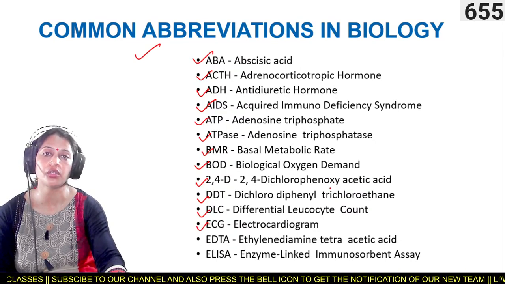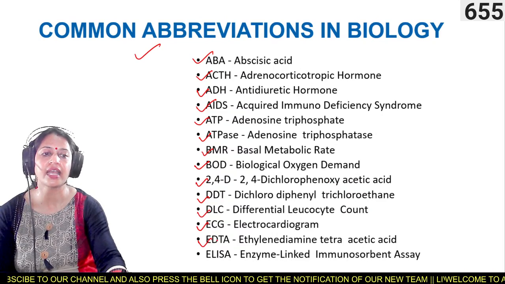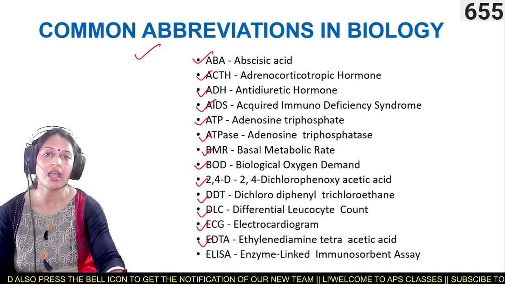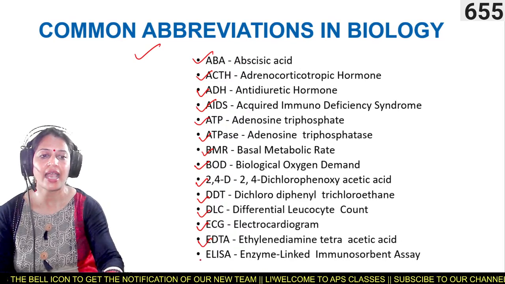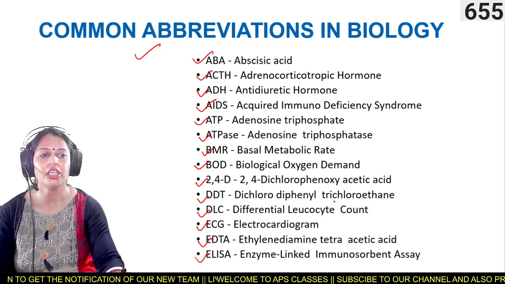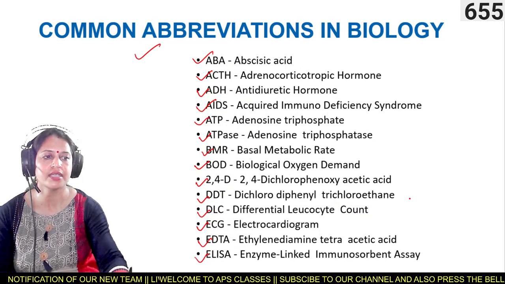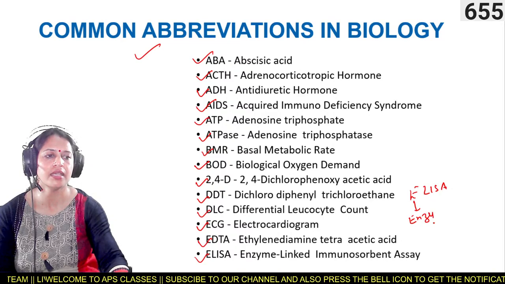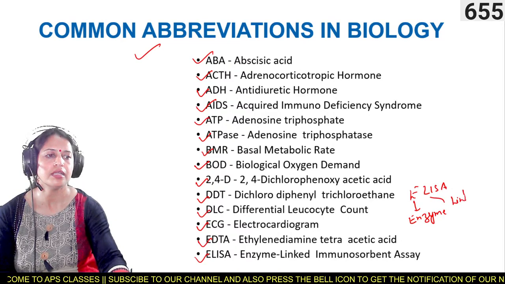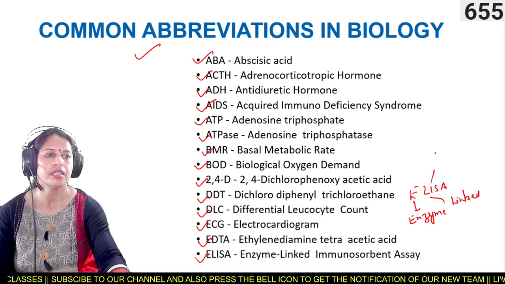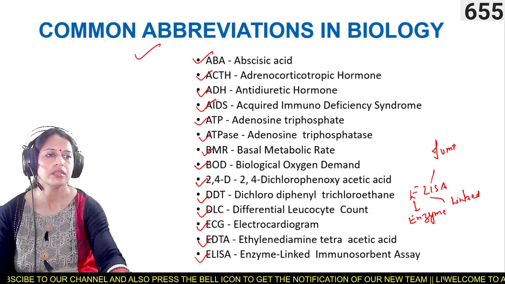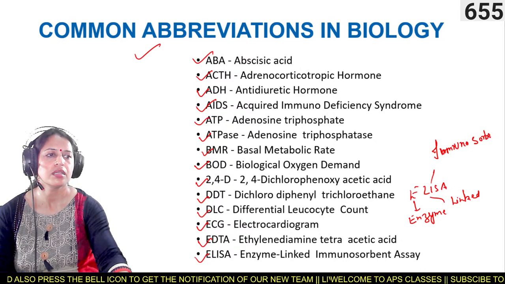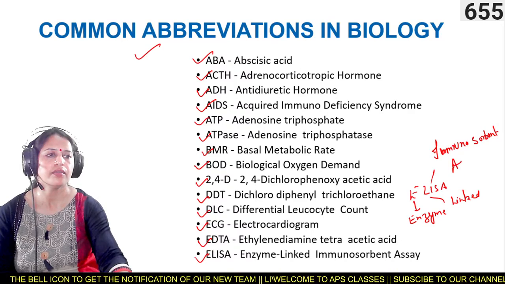ECG, electrocardiogram. EDTA, that is ethylenediaminetetraacetic acid. ELISA, that is enzyme-linked immunosorbent assay. E for enzyme, L for linked, I for immunosorbent, S for sorbent, A for assay.